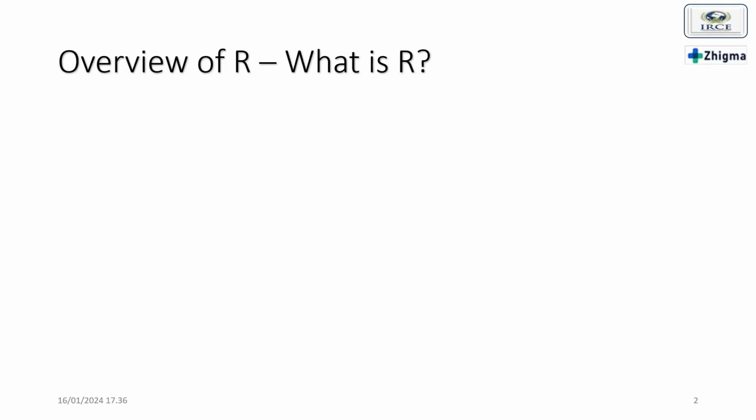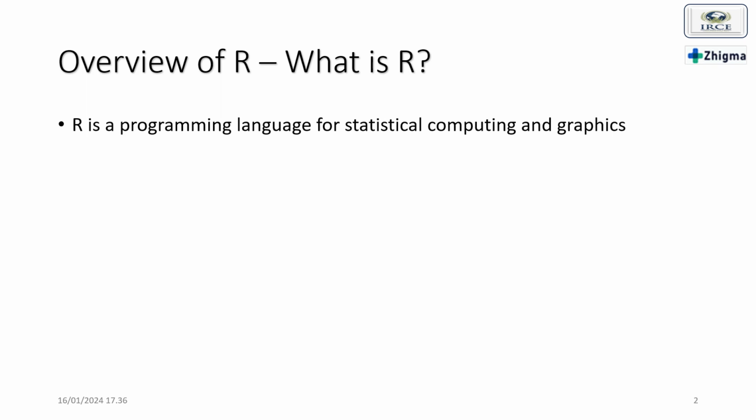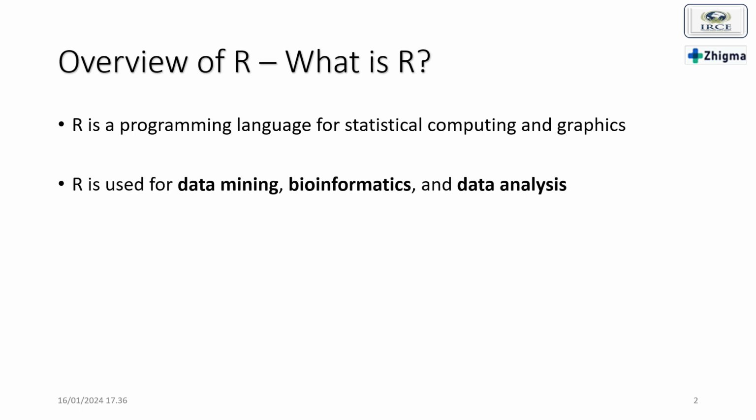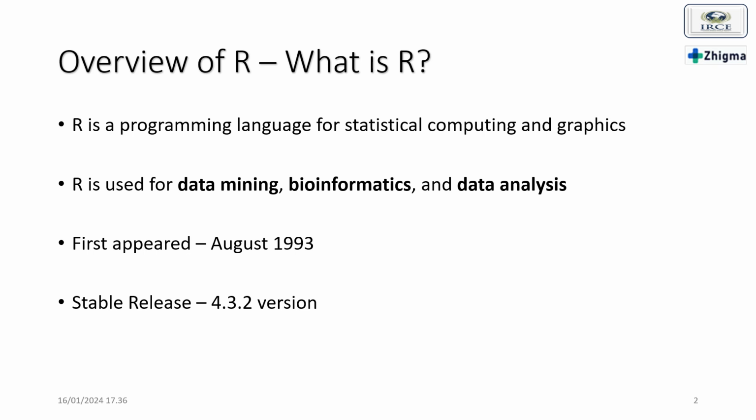R is one of the statistical computing programming languages, and R is mainly effective in helping us to carry out data analysis, data mining, and bioinformatics analysis. R first appeared in August 1993, and the current stable version is 4.3.2.